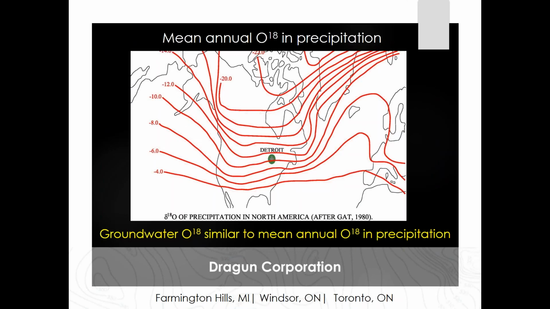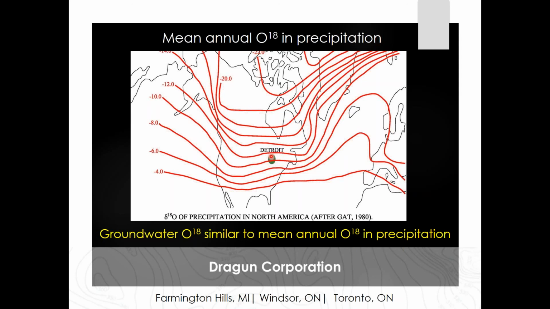This is a map showing the average annual oxygen-18 in precipitation in the northern hemisphere. And you can see Detroit there. In Detroit, the average rainfall will be somewhere between -8 and -10. And this map is after Joel Gat, 1980, and I spent some time working with Joel, actually not too far after this on my first sabbatical.